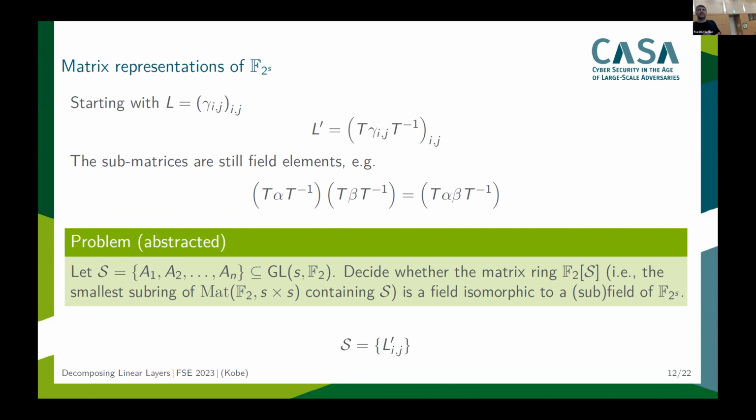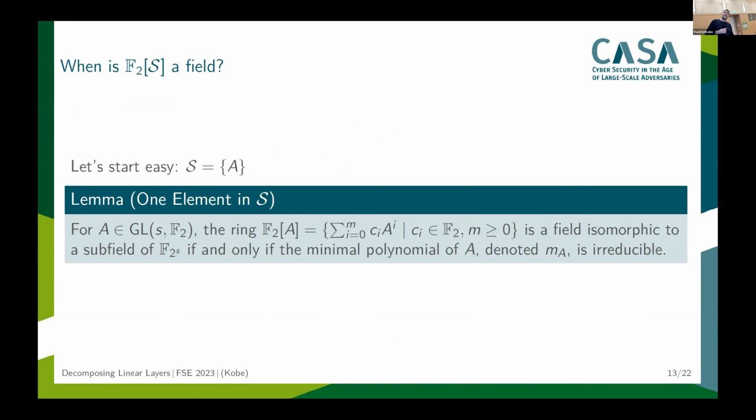So now the problem becomes, given a set of binary matrices, can we decide if they correspond to field multiplication or not? This set S would normally just be the blocks of the matrix that we started with. So we start easy, we just take one element. How can I decide if one given matrix A of size s times s, which has to be invertible, because otherwise it's certainly not a field multiplication, so I'm only going to consider invertible matrices, is this a field multiplication or not? Can I represent this as a field multiplication or not?